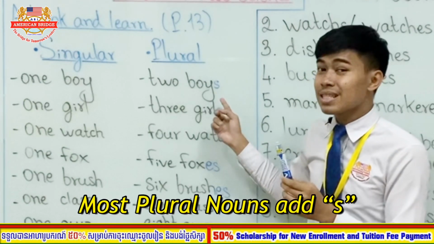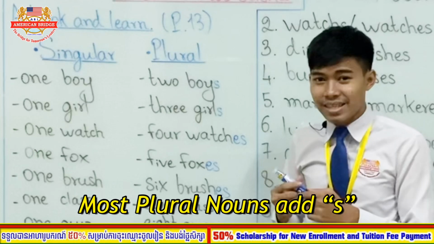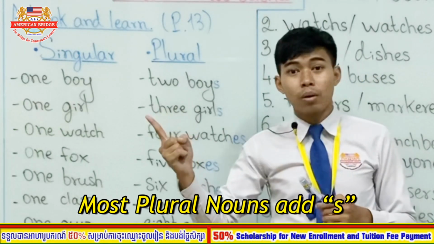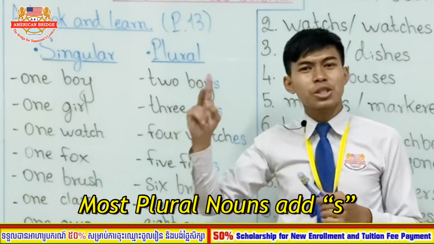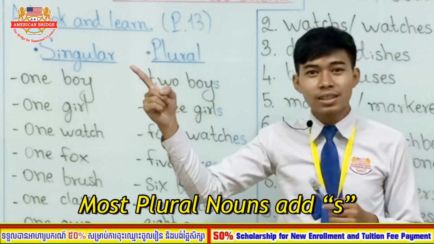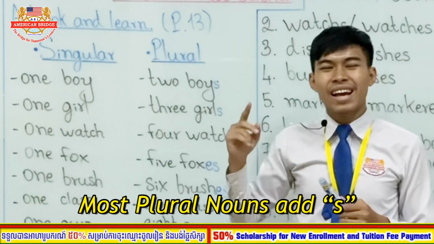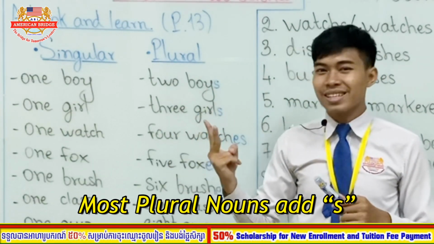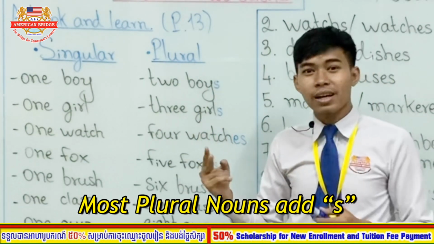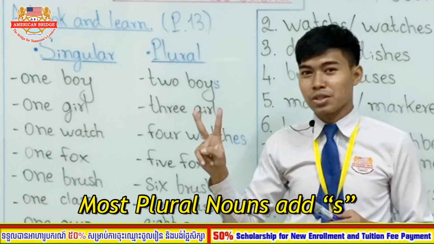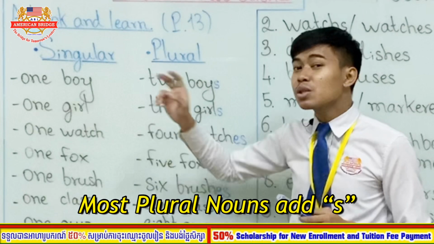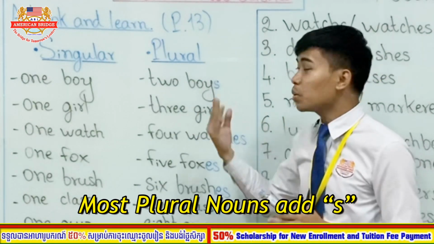Most nouns, they add s. For example, one table, two tables. One chair, two chairs. One fan, two fans. One air conditioner, two air conditioners. One camera, two cameras. One teacher, two teachers. One whiteboard, two whiteboards. Okay, so in plural, you have to add s.